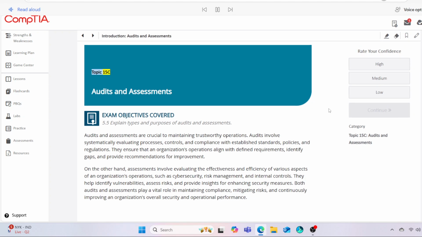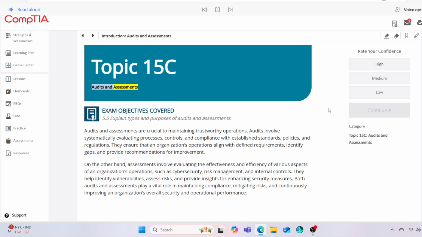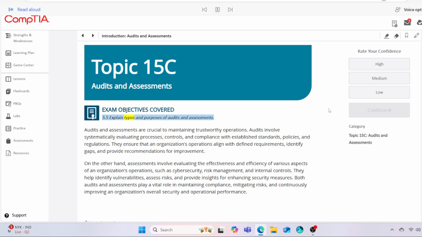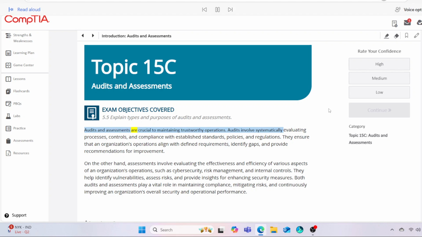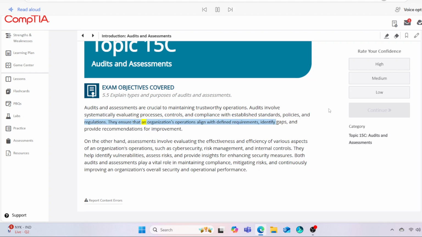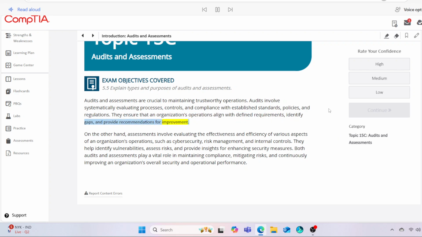Topic 15C. Audits and assessments. Exam objectives covered. 5.5 explain types and purposes of audits and assessments. Audits and assessments are crucial to maintaining trustworthy operations. Audits involve systematically evaluating processes, controls, and compliance with established standards, policies, and regulations. They ensure that an organization's operations align with defined requirements, identify gaps, and provide recommendations for improvement.